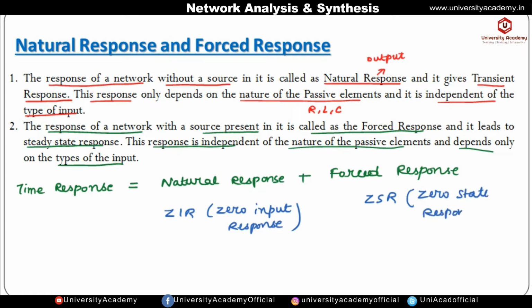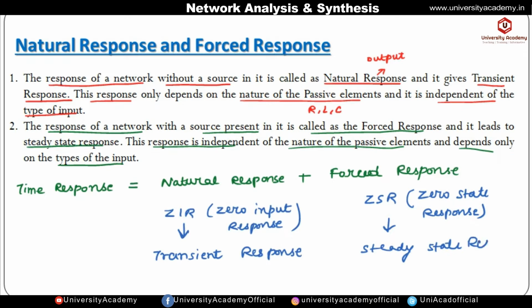In this case the initial conditions are zero and the output, that is response, is obtained because of the input connected to the system. Now because of this it will give the transient response. Okay, transient response stays only for a short duration of time and after that it will give the steady state. Okay, this will give the steady state response.